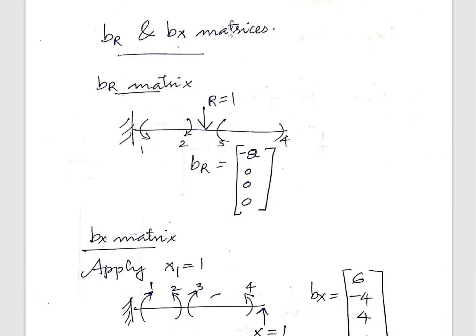Now the BR and BX matrices, the load transformation matrices, are what we have to calculate. For that, to obtain the BR matrix we have to apply R is equal to 1. Capital R is equal to 1, the non-system force R equal to 1 is what we apply. Then you see the coordinates and the directions. So the first coordinate is 1 into 2, that in the anti-clockwise direction, so it is minus 2. Then the second coordinate is 0, third coordinate is 0, fourth coordinate is also 0. So this is our BR matrix: minus 2, 0, 0, 0.